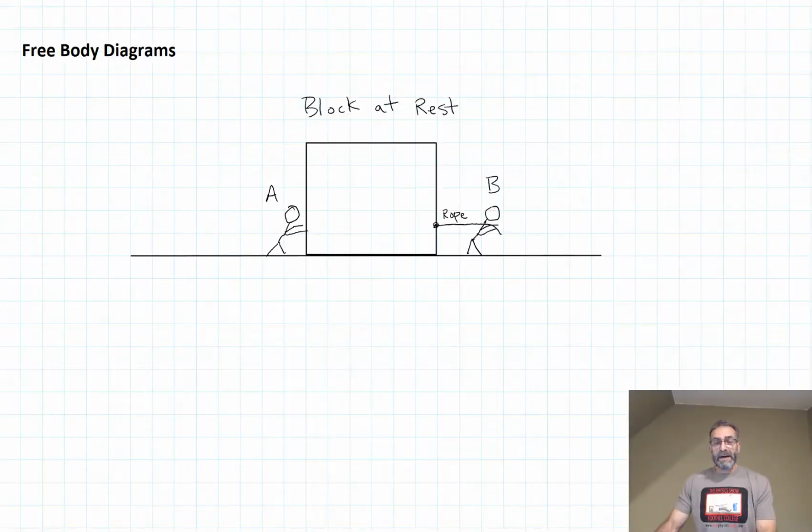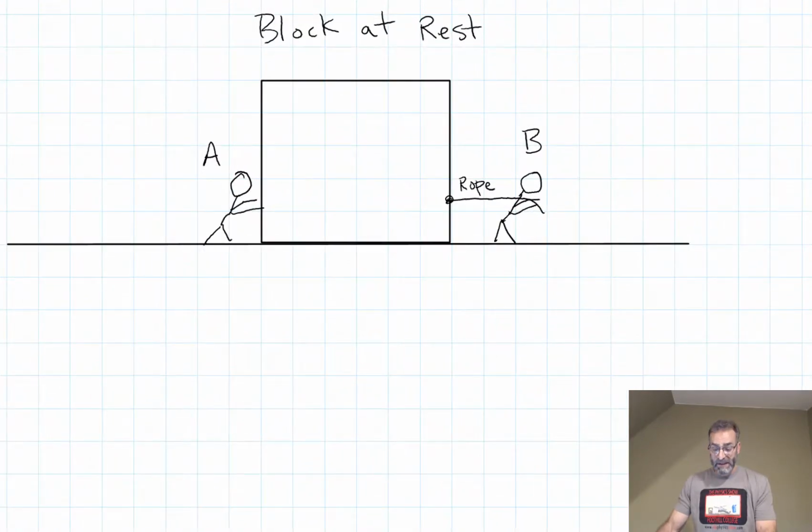A free body diagram is a graphical depiction of our object, and it shows every force acting on that object. So here we have a block sitting at rest. Person A is pushing on it, trying to get it to move to the right. Person B is pulling on a rope that's attached to the box, trying to get it to move to the right. But the box is just sitting there. So I'd like you to draw a free body diagram for the block.